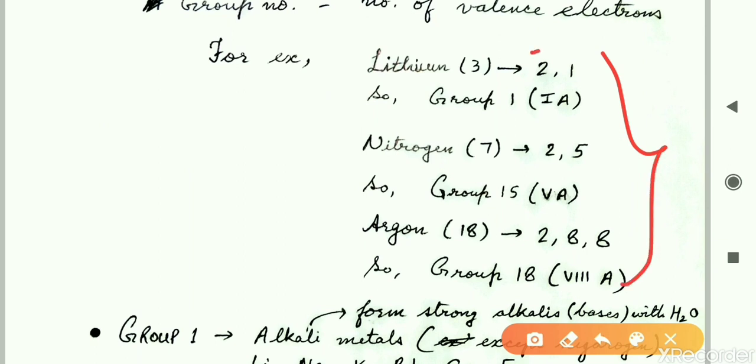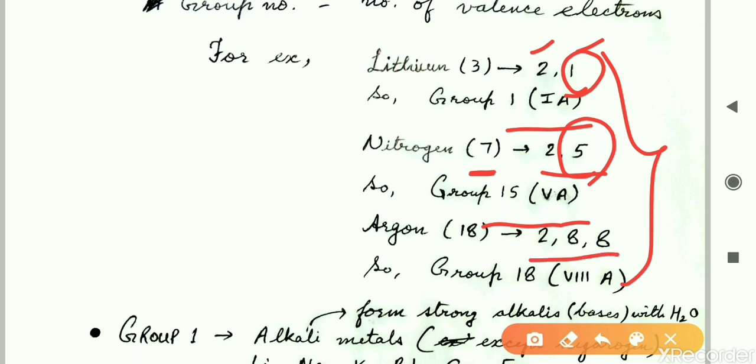Coming to the next, one more thing here, an example is given. Lithium, for example, 2, 1, that is the electronic configuration. The outermost electron is 1, so the group is 1 or 1A. Second one, nitrogen having atomic number 7, electronic configuration is 2, 5. The outermost electrons are 5 in number, therefore it is group 15 or 5A. Followed by argon, that is a noble gas, so 2, 8, 8 is the electronic configuration, and because it has 8 valence electrons, it is in group 8A and group number 18.